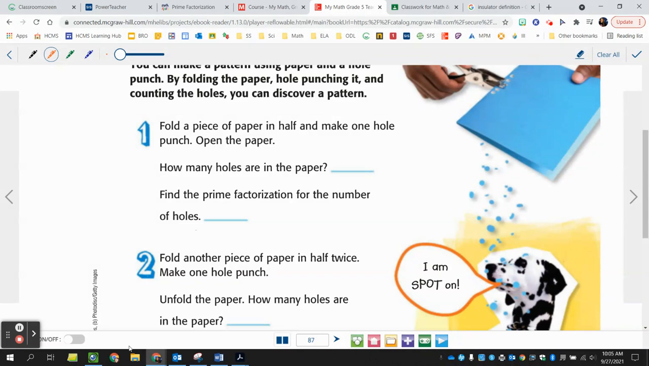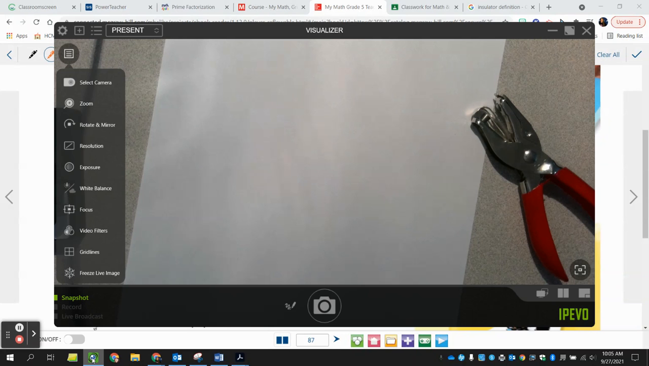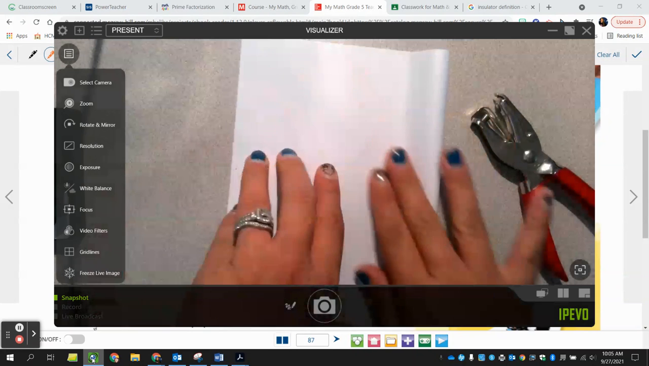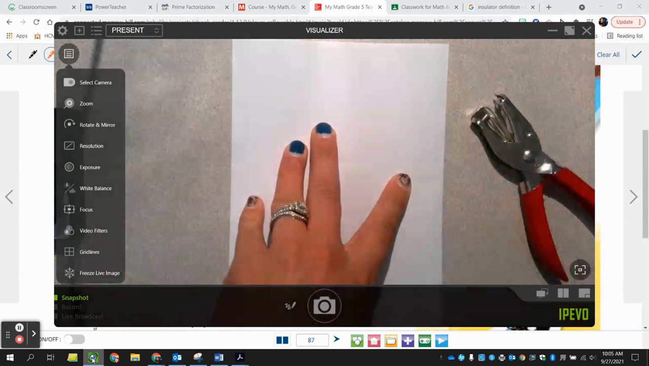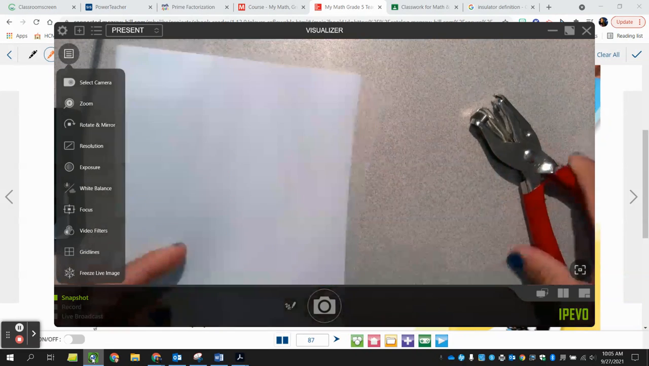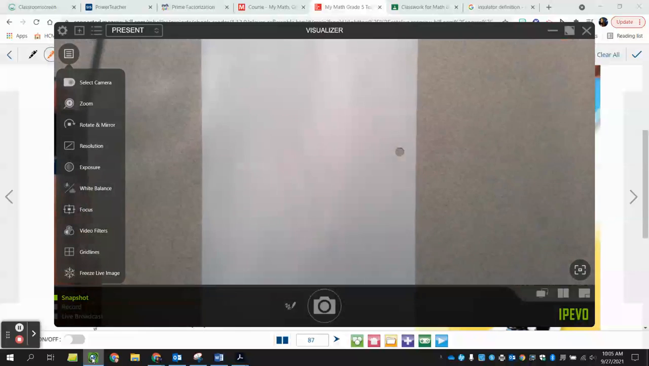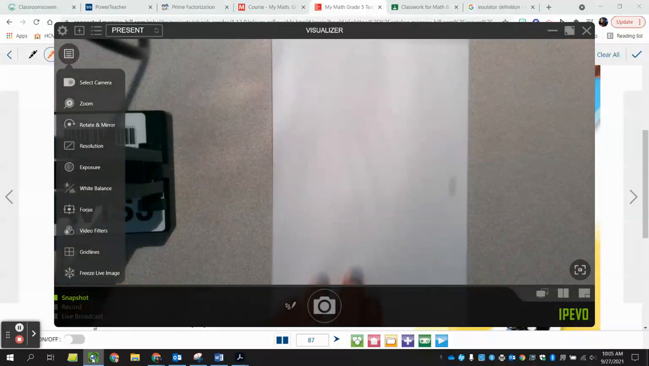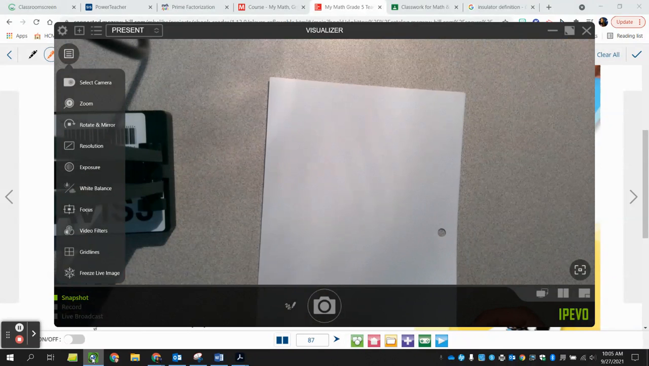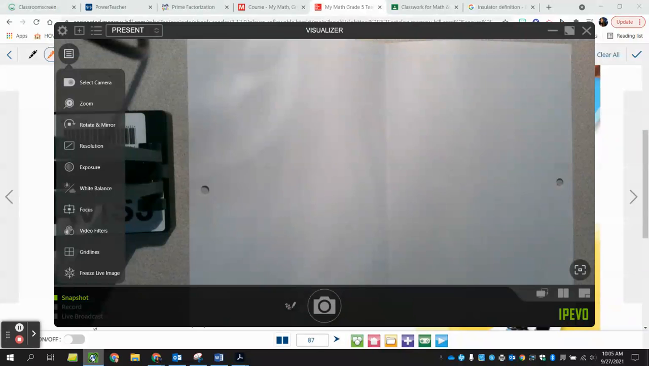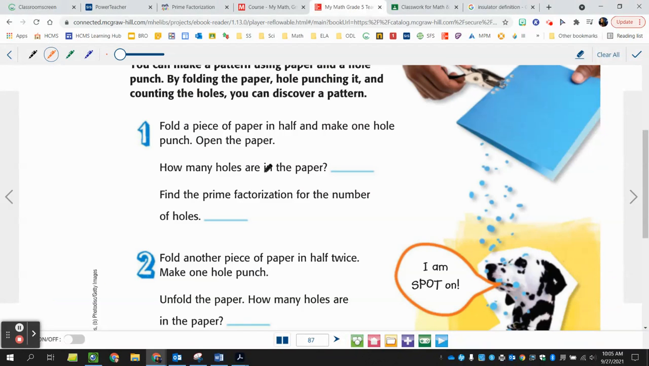Fold a piece of paper in half and make one hole punch. Open the paper. So here's my paper. Fold it in half and take my hole punch and make my hole. Okay, and then it says open it. You'll notice now I have two holes. So we have two holes in the paper.